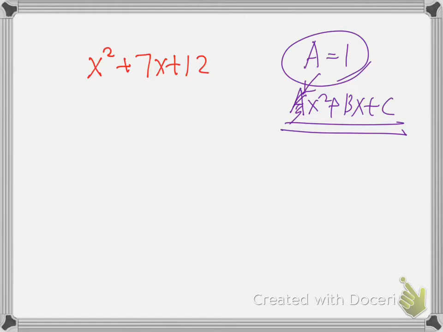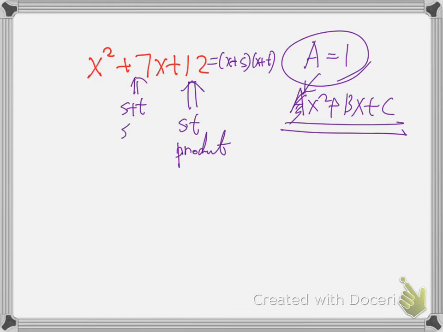We assume we can factor this as (x plus s) times (x plus t). The last number is the product: s times t is 12. And this is the sum: s plus t is 7. So we have a product condition and a sum condition for this special case factoring method. We need two numbers whose product is 12 and sum is 7. What are these two numbers?